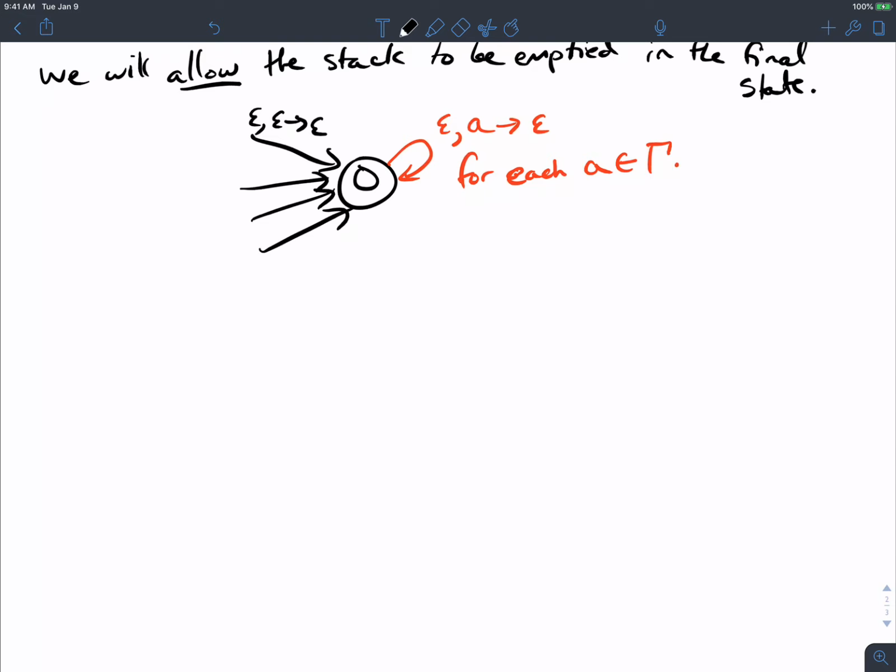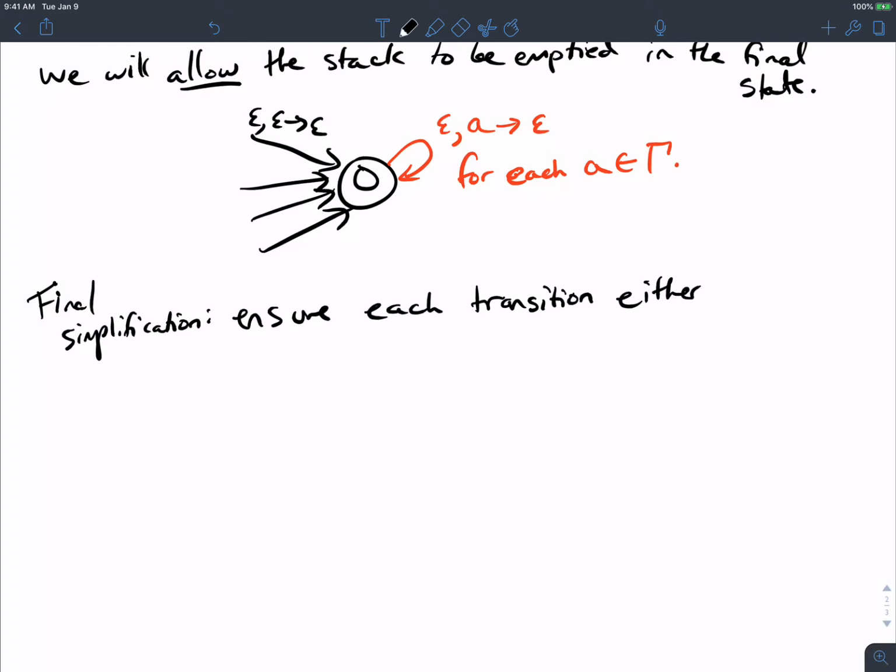So what we're going to do as the final simplification, we're going to ensure each transition either pops or pushes, but not both.